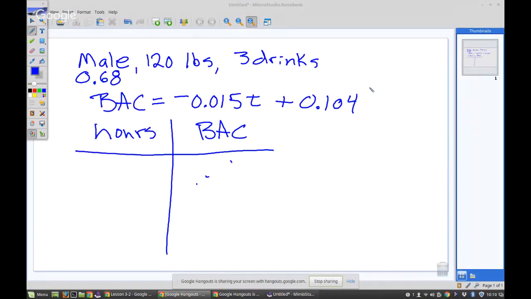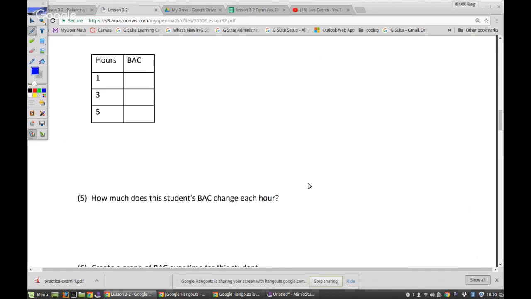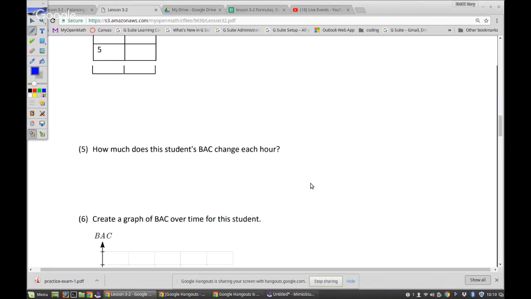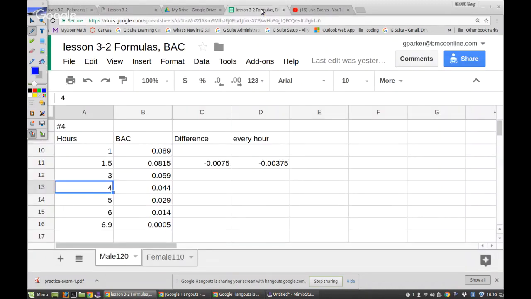So this was number 3, where we had to come up with that equation by simplifying the fraction that we add on, given that it's a 120 pound male. The male had 3 drinks, and since he's male, he's got that 0.68 factor. In class, we calculated these numbers and graphed it by hand. So the next step, if you hadn't done that, is to do that on the computer here.